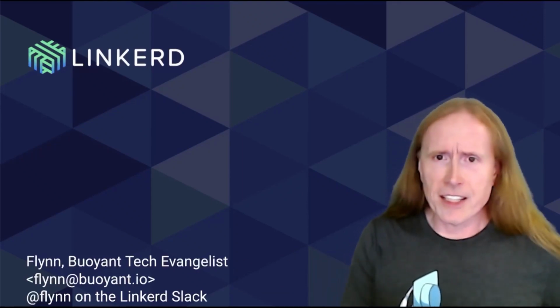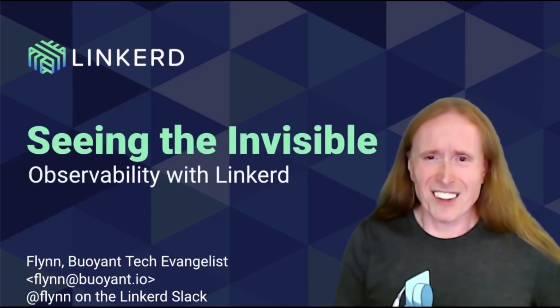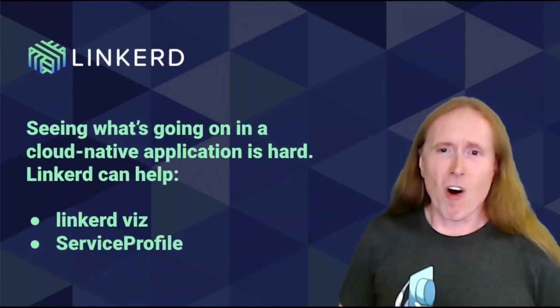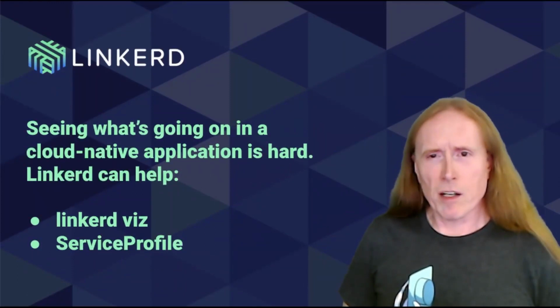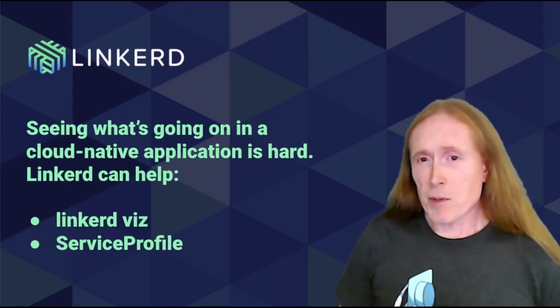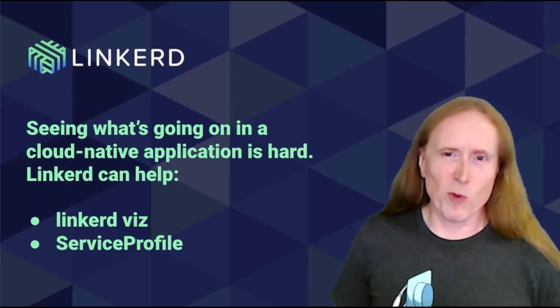So to that end, today I will be talking about observability using Linkerd. This is kind of the classic problem in cloud-native. It's very, very hard to really see what's going on inside the cluster, even when things are going well. When things start going badly, it's even harder. Service meshes are well positioned to help with that, and for Linkerd, there are two things in particular that make it really good at it.